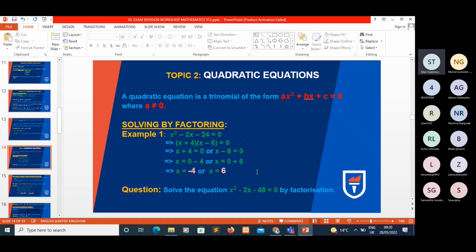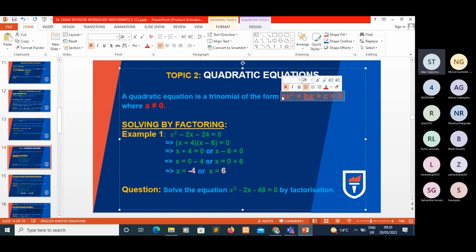The next part of our revision is quadratic equations. You need to understand quadratic equations because you might also encounter questions on them. Now we move from linear equations to quadratic equations. Quadratic equations are equations that have the form ax squared plus bx plus c. Any equation that has the form ax squared plus bx plus c equals 0, we call a quadratic equation.